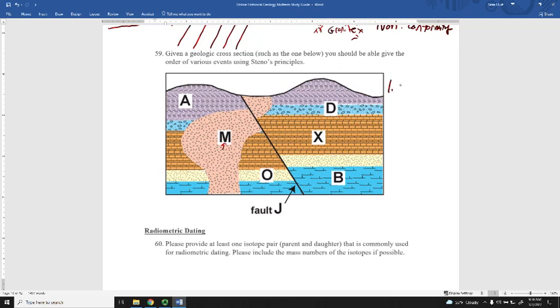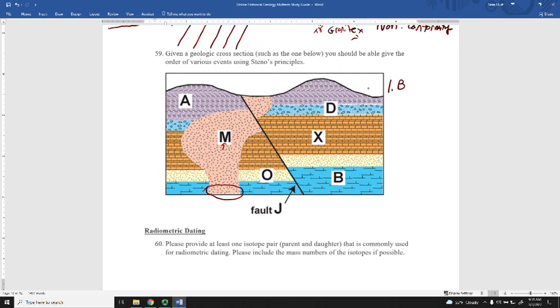So the first event to occur was B. Okay, so B got laid down. We know that by superposition, right? Because it's at the bottom. Now I noticed on the homework, a lot of people thought to themselves, "Oh, but look, M is even lower than B. It's maybe not even lower, but it's at the same depth as B. So I'm going to put M as number one." And that was incorrect.